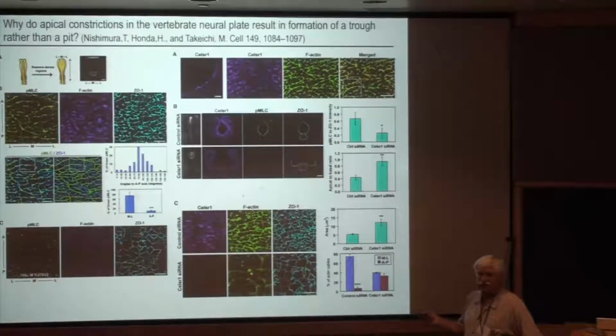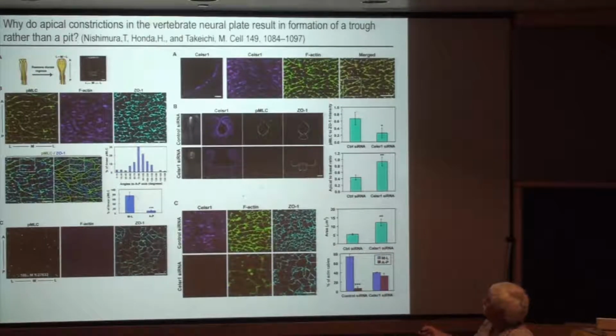One question is, if you get apical constriction and it's in an isotropic environment, you should get a pit. And in very many cases you do. In others where you've got an external resistance, like in the frog, you get a groove. But what about the neural plate?